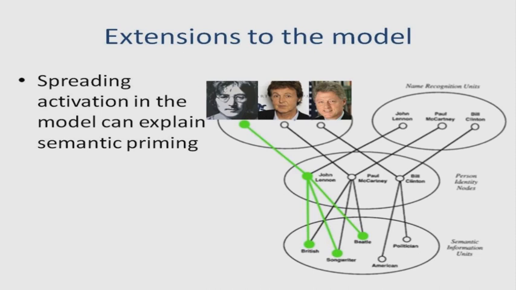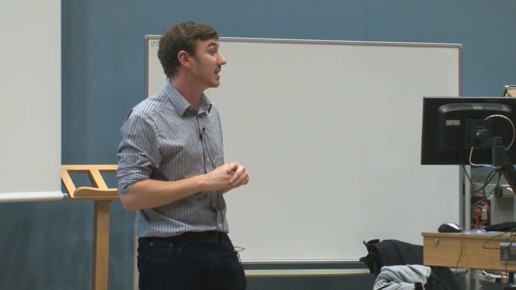So if I show you a picture of John Lennon, and then a picture of Paul McCartney, you're faster at recognizing Paul than if I had shown you a picture of Bill Clinton and then Paul McCartney. So something about the process that recognizes John Lennon has boosted and made it easier to recognize somebody who's semantically associated with that person.